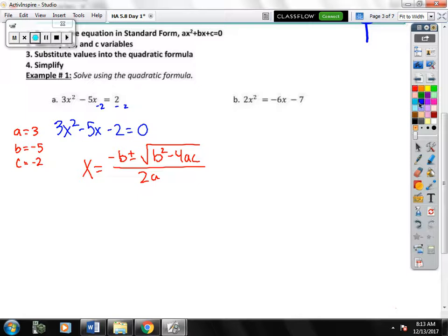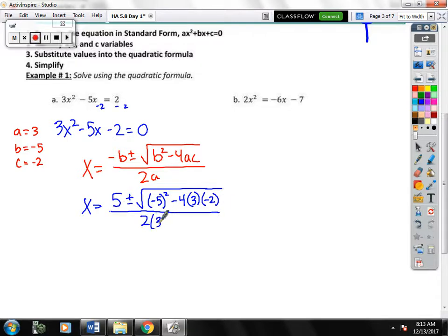Now we want to substitute in our values. So B was a negative 5, so if I'm taking the opposite, that would be a positive 5, plus or minus the square root. Now for negatives, you want to put parentheses around them. This would be parenthesis negative 5 squared minus 4, and I usually just put parentheses around every number I plug in, but that's a personal thing. So A, I would plug in a 3, and C, I'll plug in a negative 2, all over 2A. Obviously, if you plug in 2B in the bottom, you're going to get the wrong answer. So just take your time in plugging that stuff in.